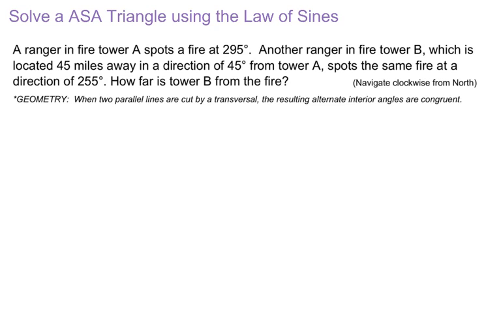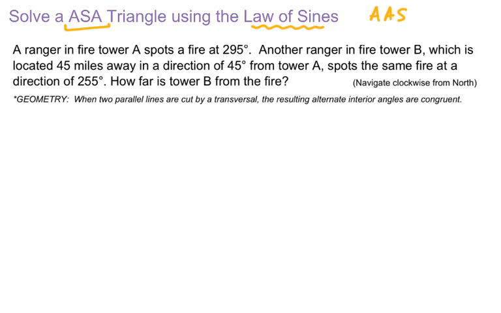Welcome back. Now we're going to solve an angle side angle triangle. So we know two angles and an included side. And if we're ever dealing with angle side angle or angle angle side, that means we can use the law of sines to solve for the missing angles and side length measures of the triangle.